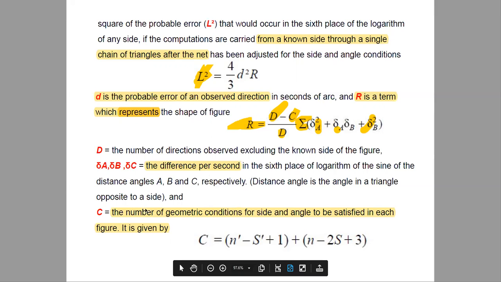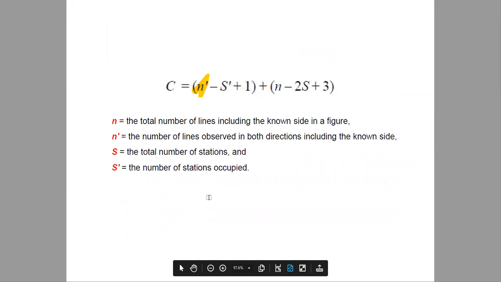Now, C is the number of geometric conditions. Okay, and C can be determined using n dash minus s dash plus 1 plus n minus 2s plus 3, where n is the number of total lines and n dash is the number of observed lines. Similarly, s is the number of total stations and s dash is the number of occupied stations.